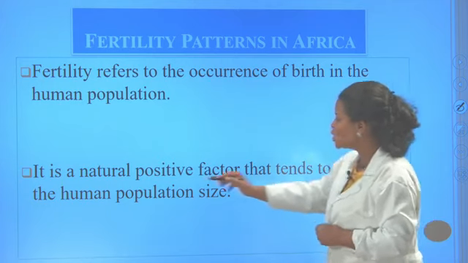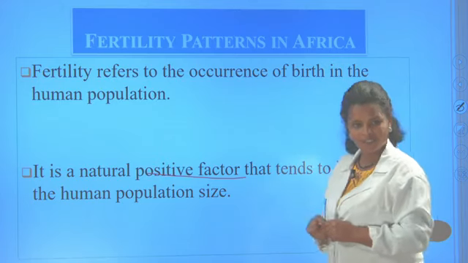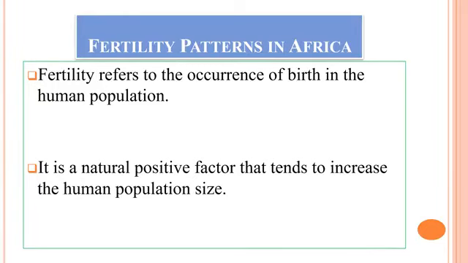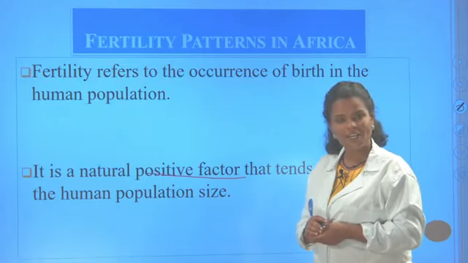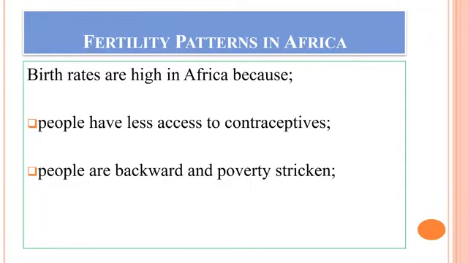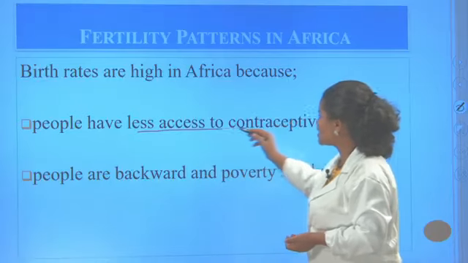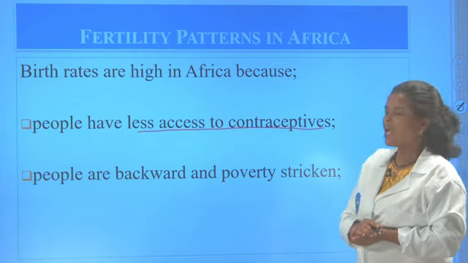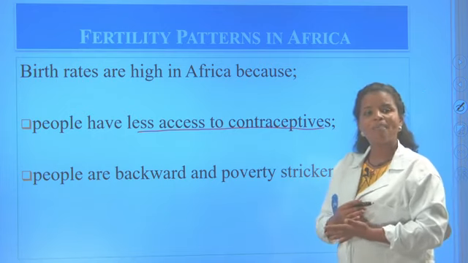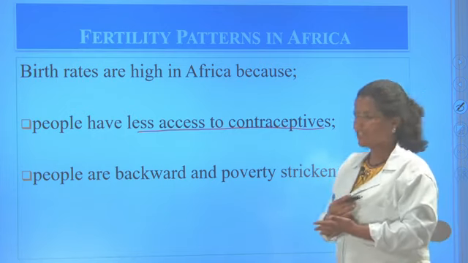It is a natural positive factor. That means if an area has high fertility, it has a high population. That means fertility increases the number of population in a given area. Birth rates are high in Africa for many reasons. For example, people have less access to contraceptive methods, and also people are backward and poverty stricken.